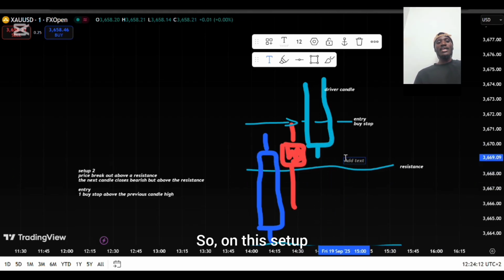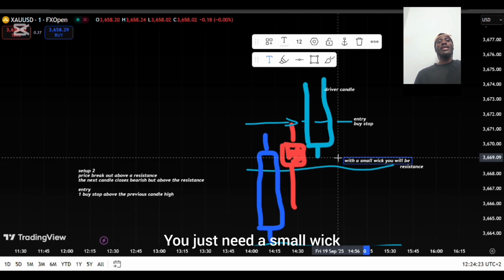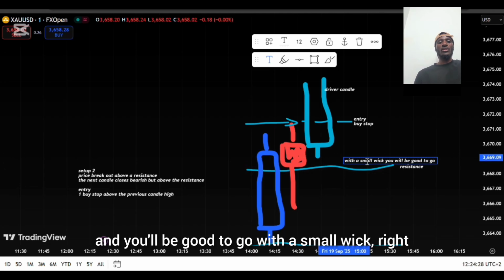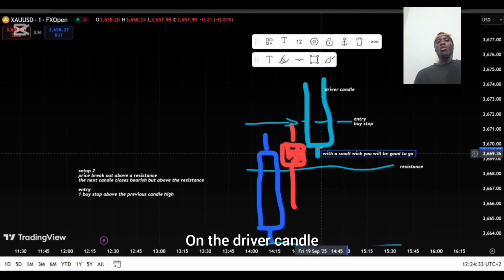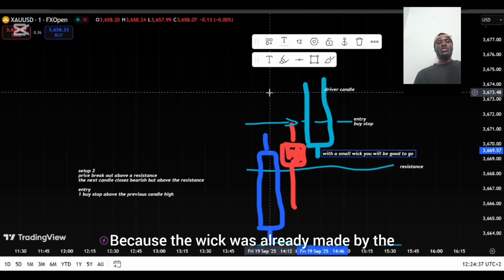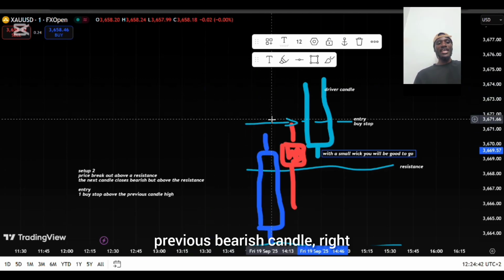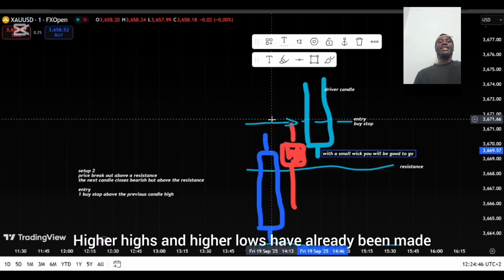So on this setup, you don't need that much of a big wick. You just need a small wick, and you'll be good to go. On the driver candle with a small wick, you'll be good to go. Why? Because the wick was already made by the previous bearish candle, right? There is market structure on here. Higher highs and higher lows have already been made.